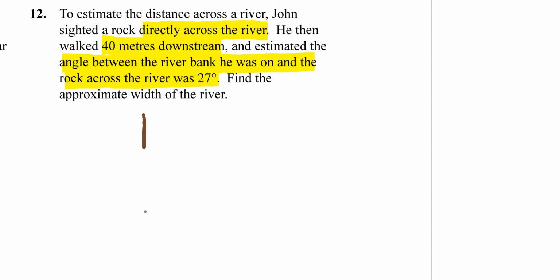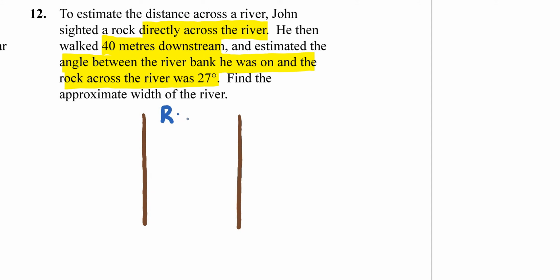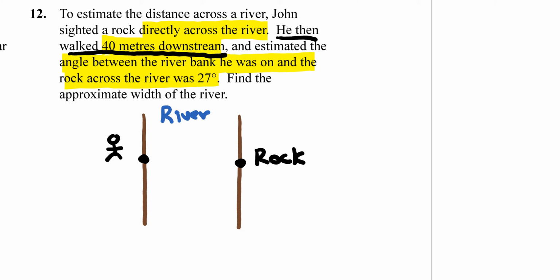So I'll have one side here and one side there, and for sure this will be my river. So maybe John is about here initially, and maybe the rock is over here. Okay, now he then walked 40 meters downstream. So let's just pretend John goes downstream. So let's say he walks down here. Let's just say that John is now here. I have a blue mark there. So John is right there.